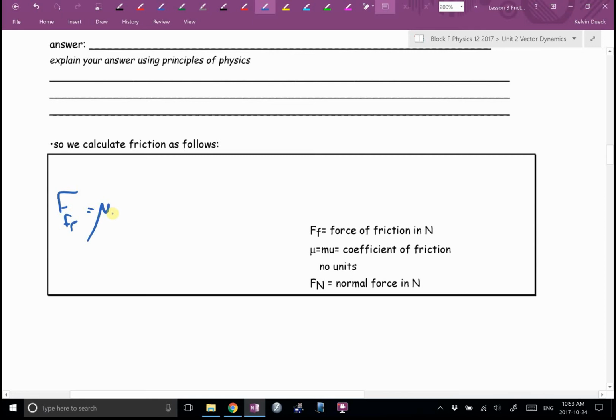Friction is mu times the normal force. If you happen to have your formula sheet on you, you'll notice we've just finished every equation in forces. Patrick, if you look under Unit 2 Vector Dynamics, there's only two equations. F net equals ma, yes? Yep. And friction equals mu times the normal force, yes?